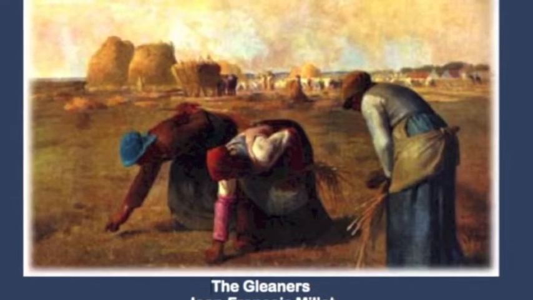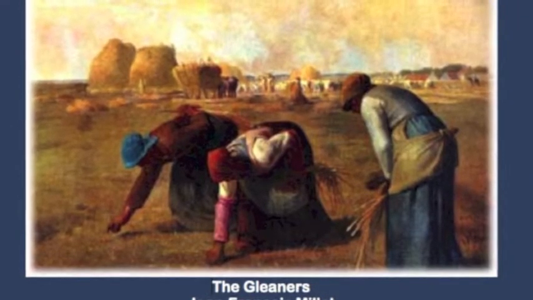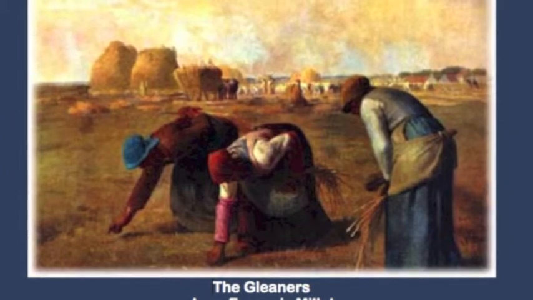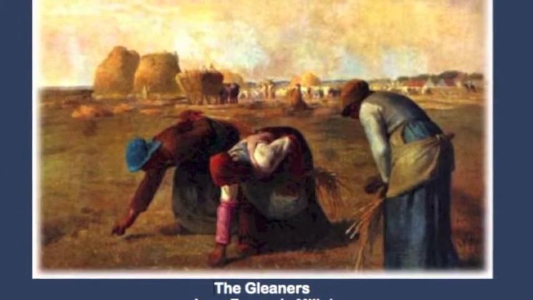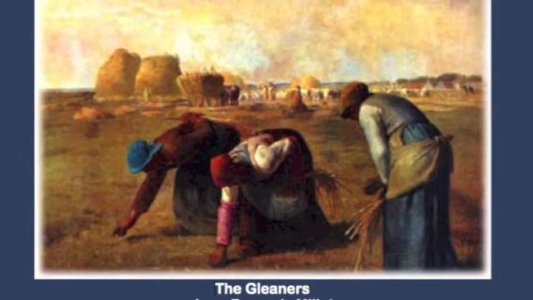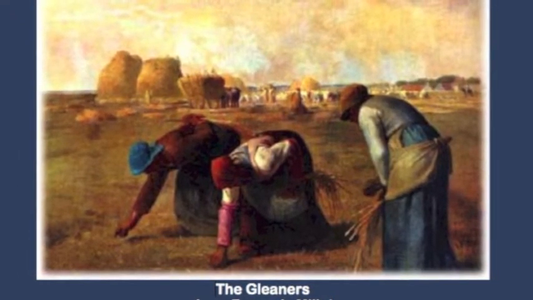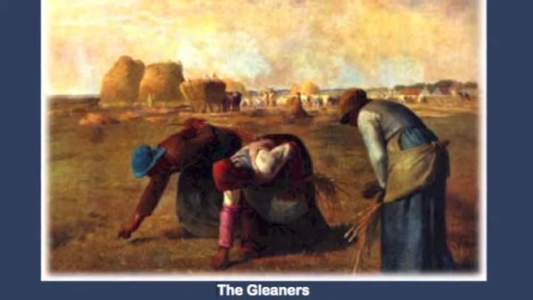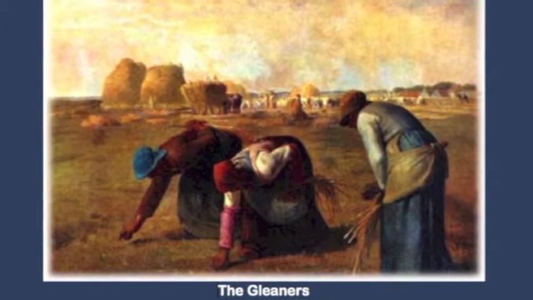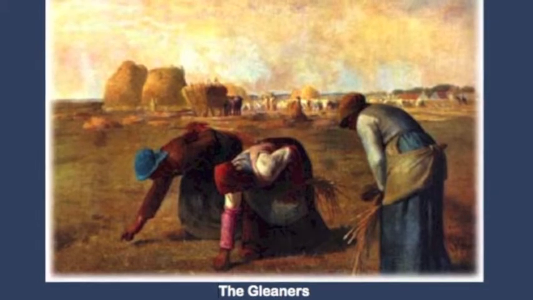This painting, entitled The Gleaners by Jean-François Millet, depicts three peasant women gleaning, or gathering, leftover stray wheat after the harvest. This painting is world famous for its sympathetic portrayal of the rural, lower class peasants of French society.